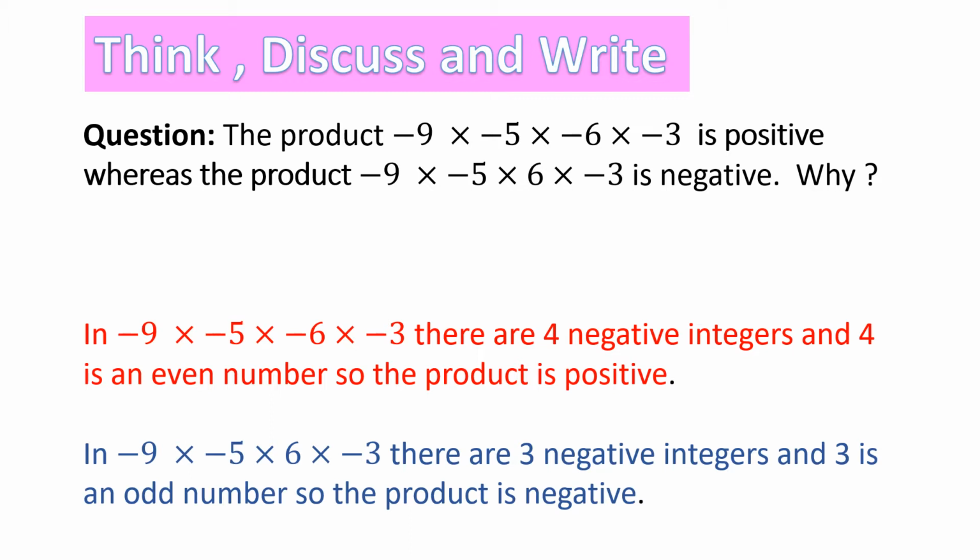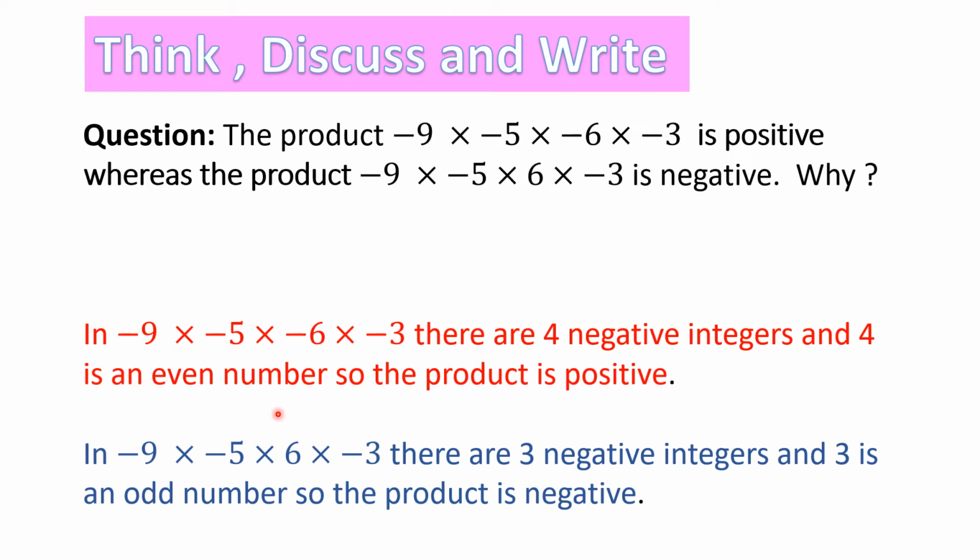You can notice here that there are 4 negative integers in the first one. 1, 2, 3, 4. There are 4 negative integers here, and here the negative sign from 6 is missing. So look here, how many negative integers are there? 1, 2, 3. So there are only 3 negative integers here, right? So what is the reason? Let's write. The reason is that in the first one, there are 4 negative integers, and 4 is an even number, so the product is positive. Since 4 negative integers are multiplied, we get a positive answer, right? That was our rule, right?